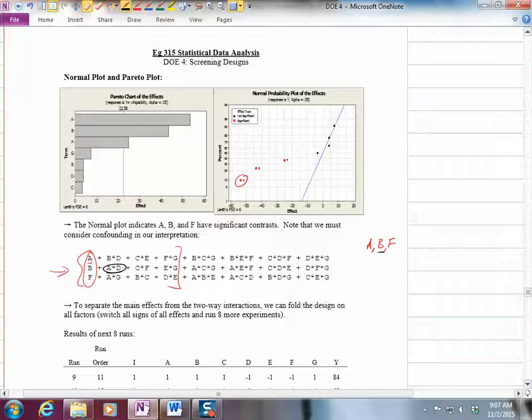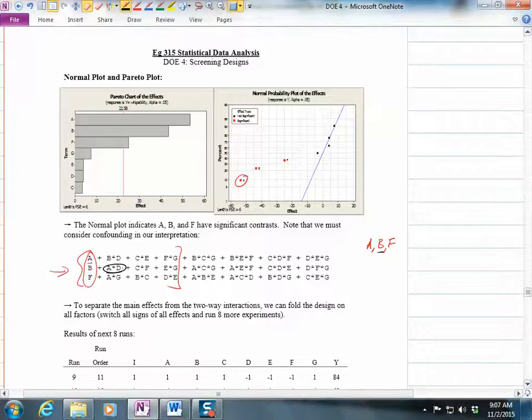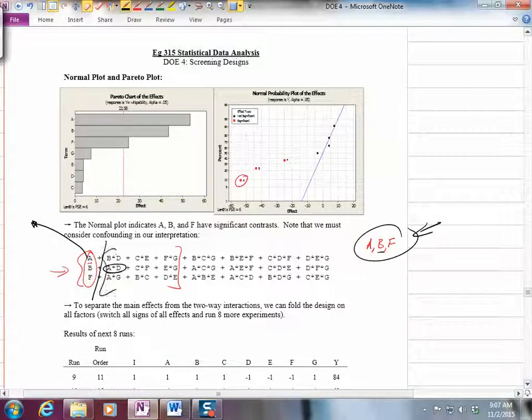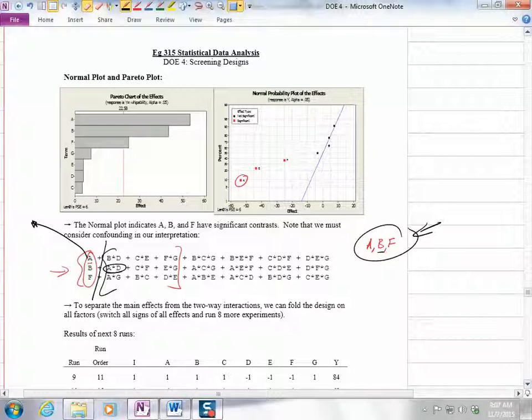Okay, so more runs. If we think this is our interpretation and we'd like to clear that up, one way that we could do this, we've been talking about that, would be to do some more runs to break out the main effects of A, B, and F and sort of break that confounding pattern right there. So get A, B, and F clear, and then leave these guys lumped together. And if A, B, and F still stand out to be significant, then that's great. We've confirmed our interpretation that we have just the main effects of those three guys.